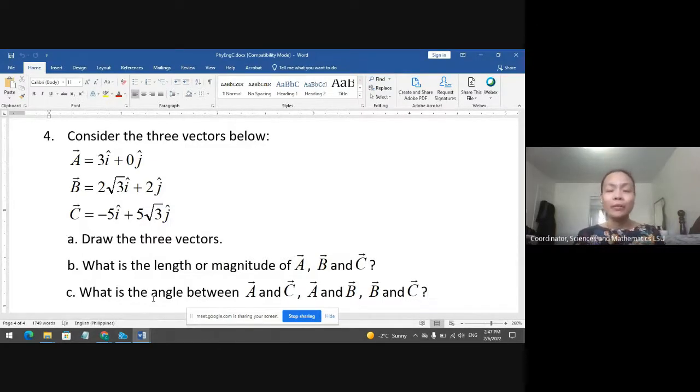Consider the three vectors below. Vector A is 3i hat plus 0j hat. Vector B is 2 square root of 3 i hat plus 2j hat. And vector C is negative 5i hat plus 5 square root of 3 j hat. You are asked to draw the three vectors on the 3D plane, you are asked for the length or magnitude of A, B, and C, and you are asked the angle between vectors A and C, vectors A and B, and vectors B and C. Okay, so let us try this problem. Again, take a photo of the problem so that when I solve, you can glance at the problem again.